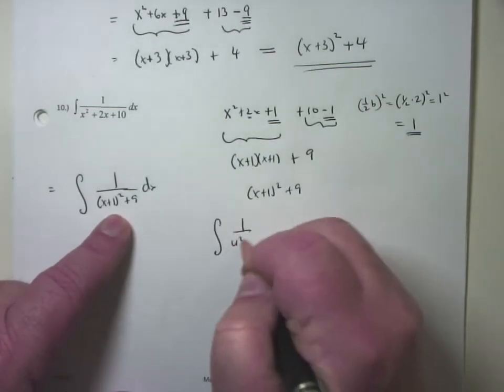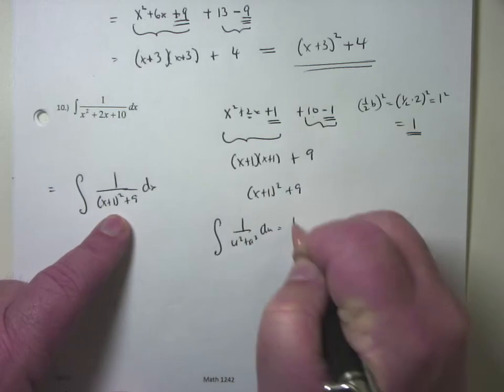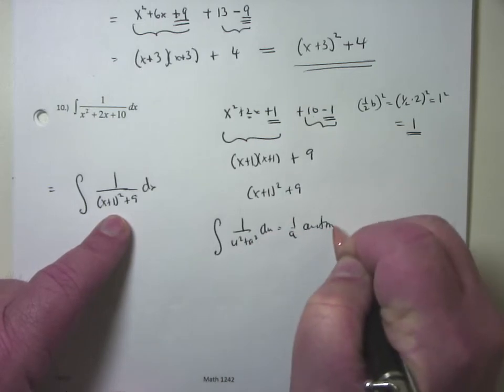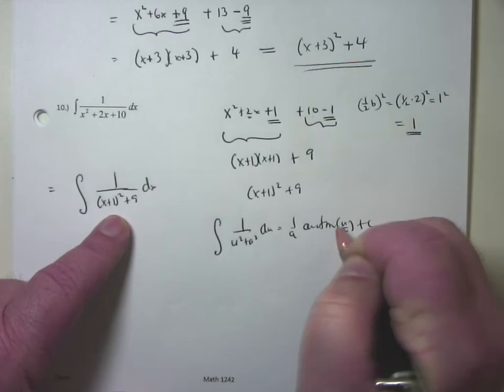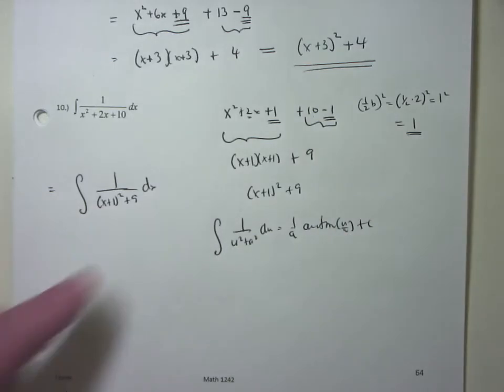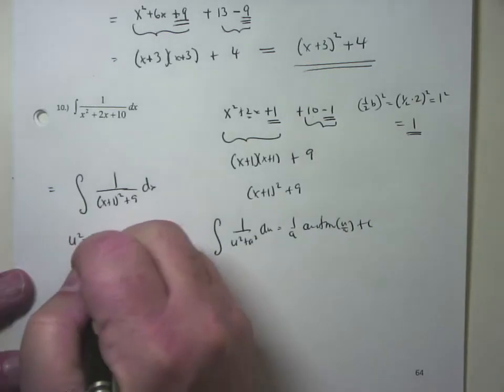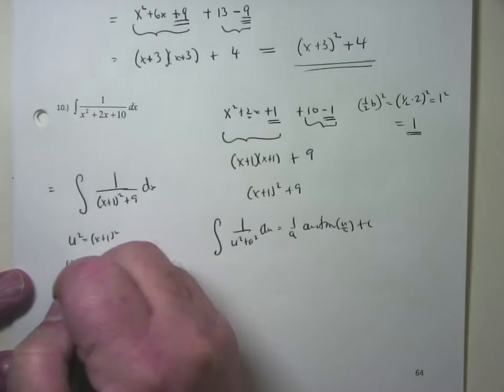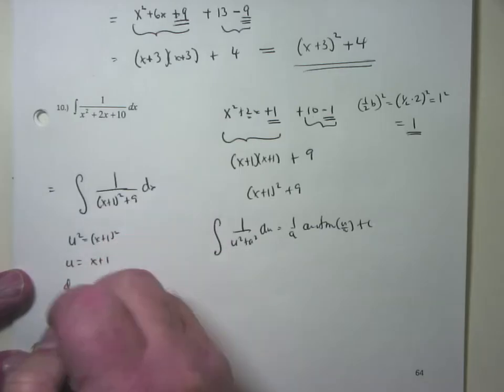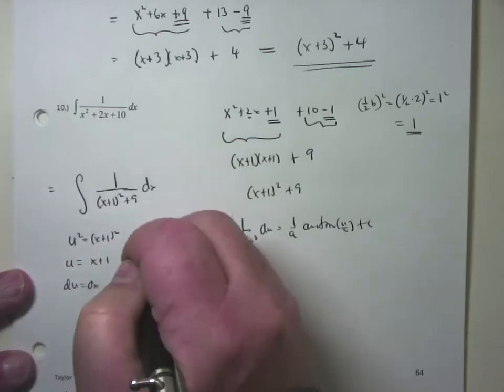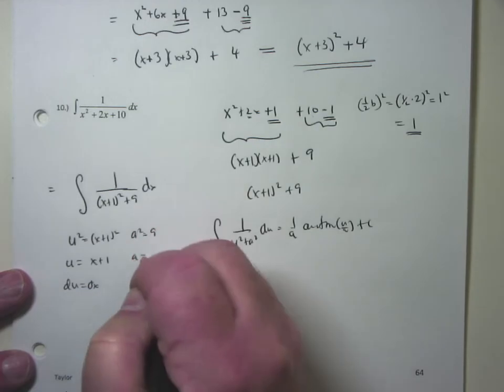1 over u squared plus a squared du is 1 over a arctangent of u over a plus c. Just to remind you your formula if you don't have it memorized yet. Here, u squared would be the x plus 1 squared. That makes u equal to x plus 1, and that makes du equal to dx. a squared equals 9, makes a equal to 3.